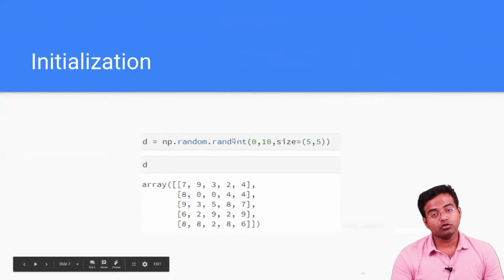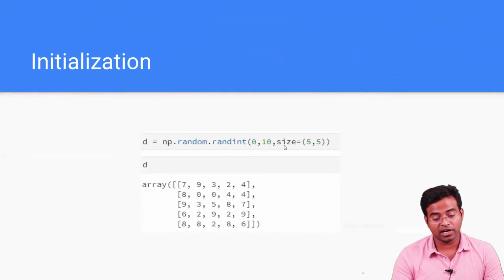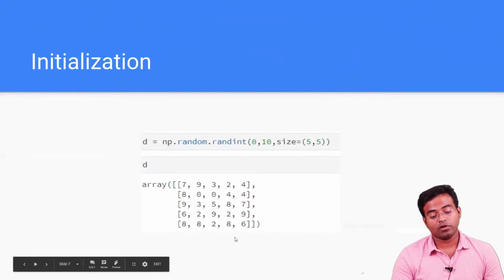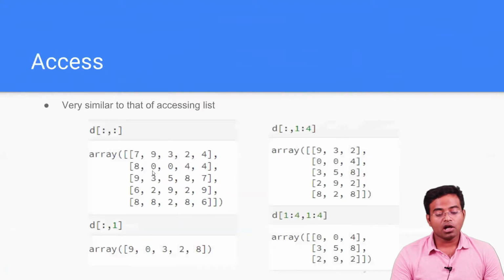randint is another useful utility. It is generating random numbers between 0 and 10 with 10 exclusive, so 0 to 9 is random, and size is 5 cross 5. So this is what whole numbers it generates. It's very useful. Now, as far as accessing of NumPy data structure is concerned, say you have this, your actual NumPy array.